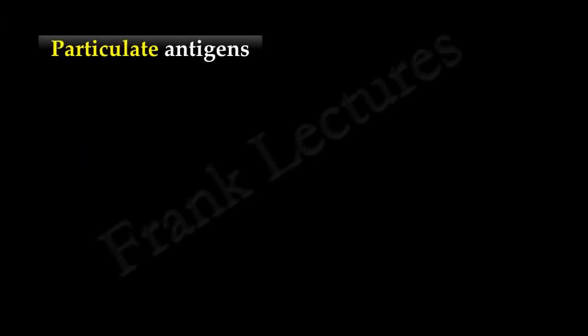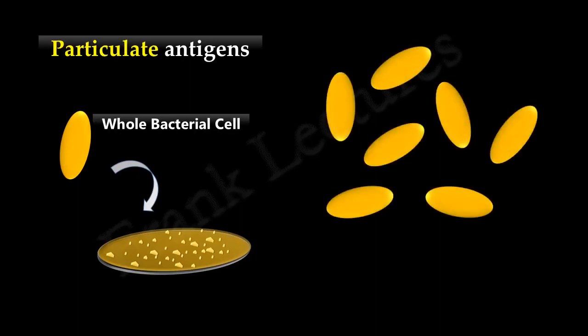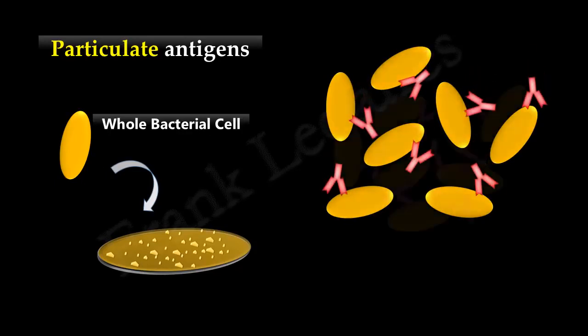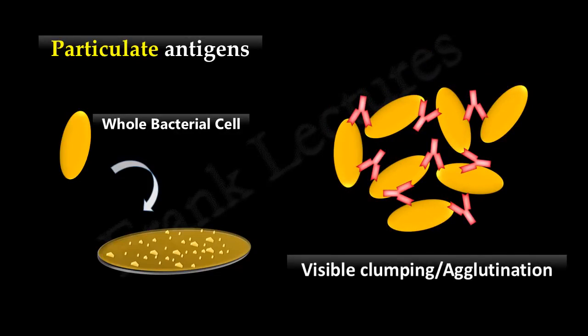Now there are particulate antigens too. Particulate antigens are particles such as cells that carry antigenic molecules on their surface. For example, whole bacterial cells, fungal cells and mammalian cells. When specific antibodies to these particulate antigens are added, cross-linking occurs. This cross-linking results in clumping or agglutination of the particulate antigens. This clumping is visible enough to be seen by unaided eye.